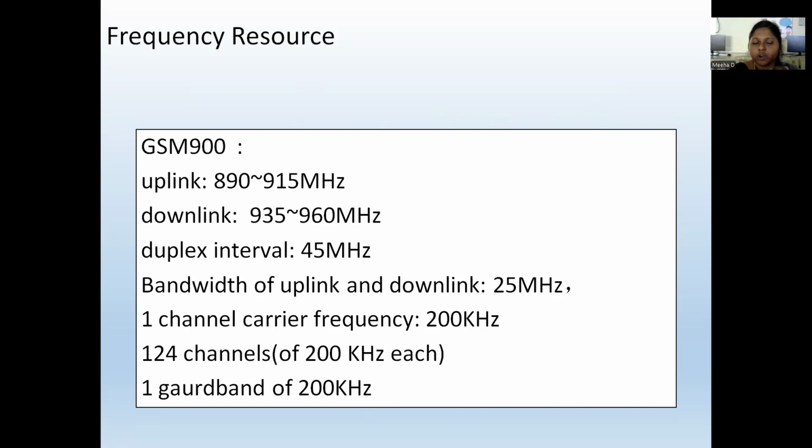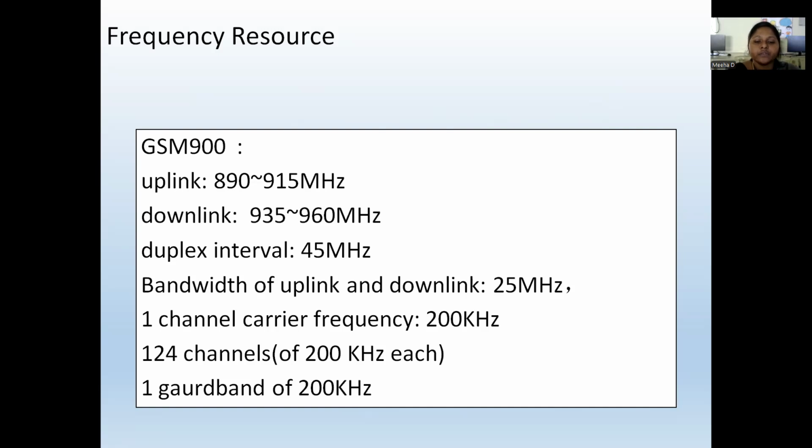For example, if the uplink frequency is 900, then it will add 45 and transmit it, and again it will be received at the mobile station. So if the uplink is 900, then the downlink is 945. That is the duplex interval. The bandwidth of uplink and downlink is 25 megahertz each. When you calculate both, it comes to 50 megahertz.